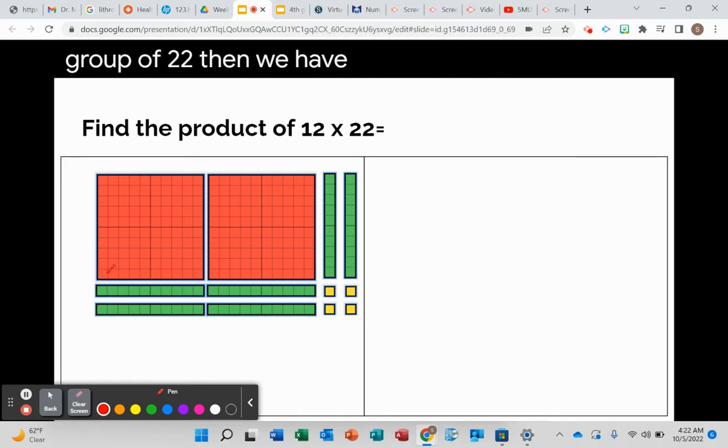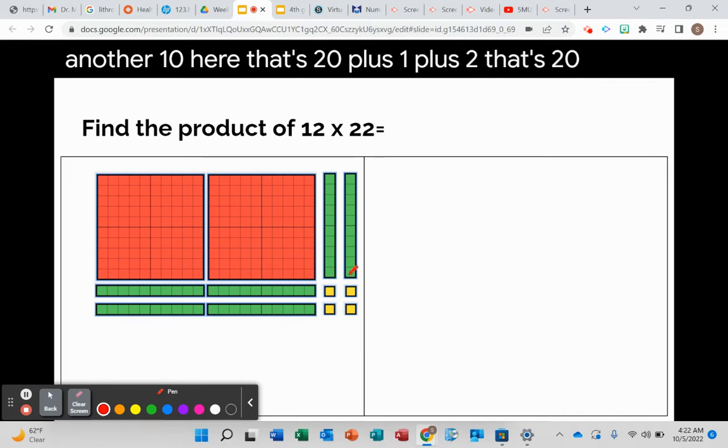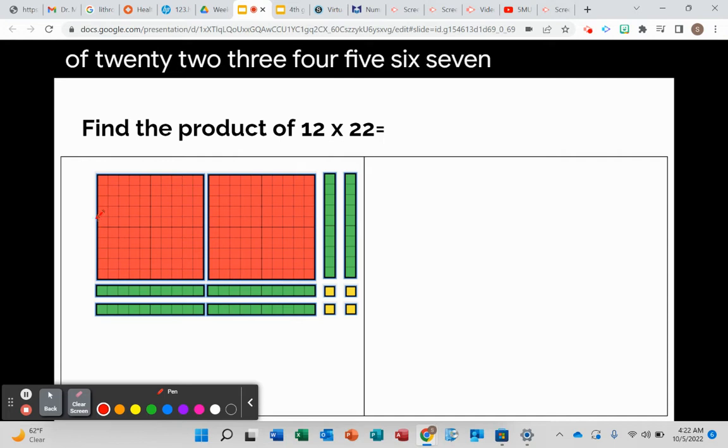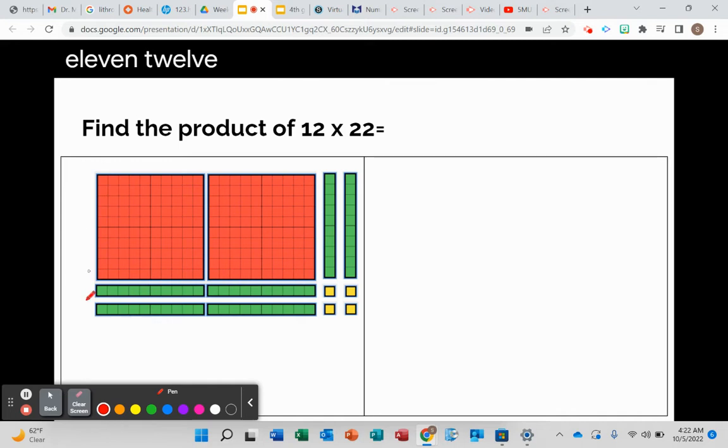Then we have 1, 2, 3, 4, 5, 6, 7, 8, 9, 10. Another 10 here. That's 20 plus 1 plus 2. That's 22. So we have one group of 22, two groups of 22, 3, 4, 5, 6, 7, 8, 9, 10, 11, 12. So we have 12 equal groups of 22.